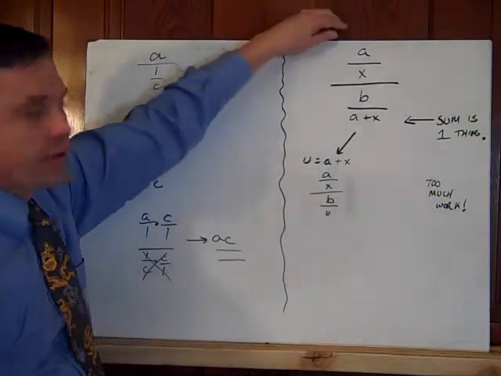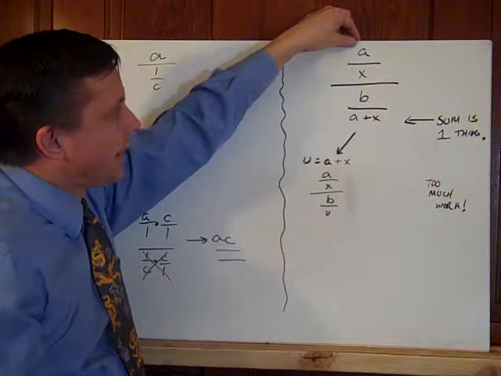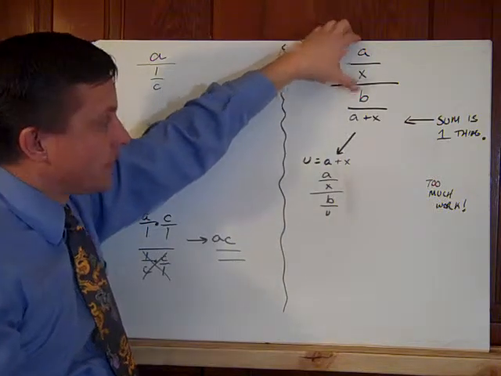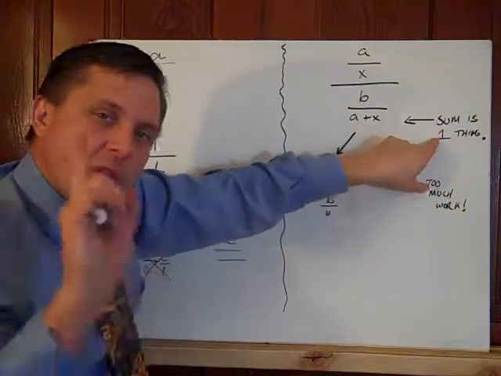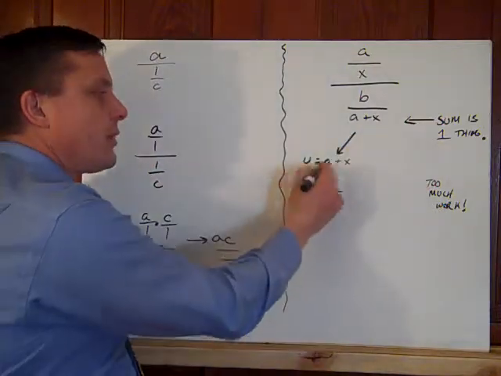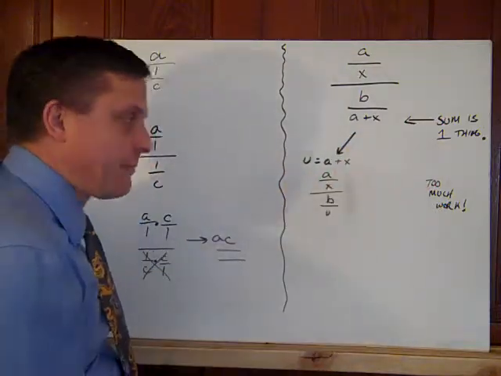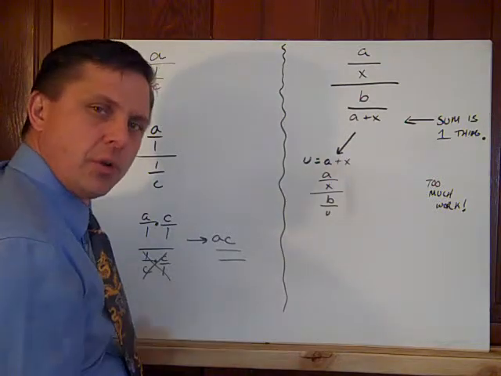Now, I'm going to work this one out. I didn't do it all the way. I got A divided by X over B divided by A plus X. A sum is one thing. So couldn't I say U equals A plus X? I can. This is too much work, but we're going to do it anyway.